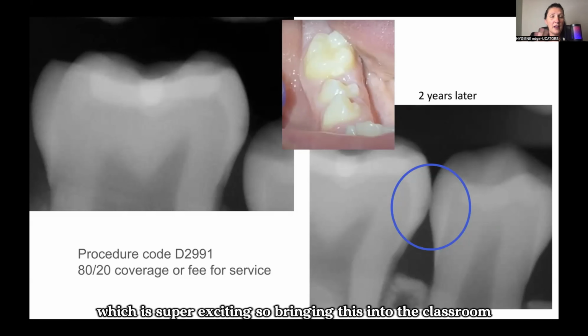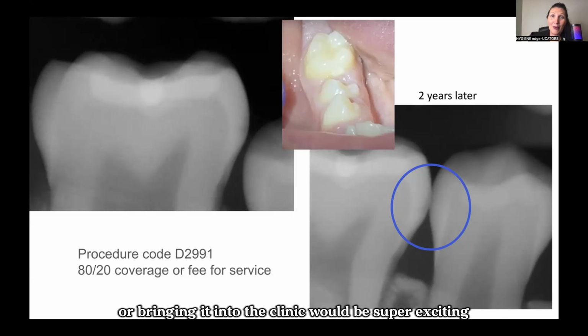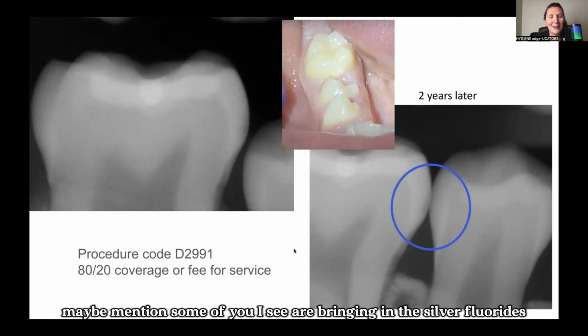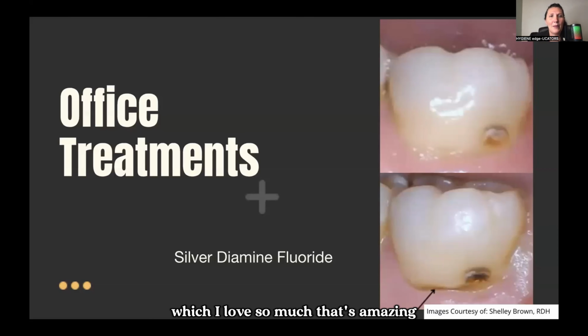So bringing this into the classroom or into the clinic would be super exciting. I'm wondering if anybody here actually has a process evaluation where the students are doing Curodont in the clinic. I would love to know. In the chat box, maybe mention. Some of you I see are bringing in the silver fluorides, which I love so much. That's amazing.